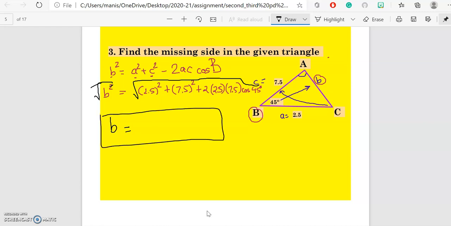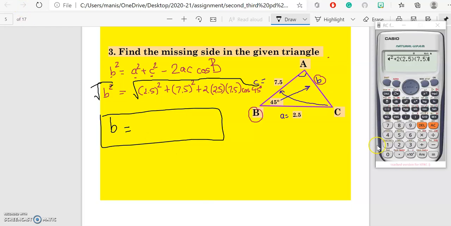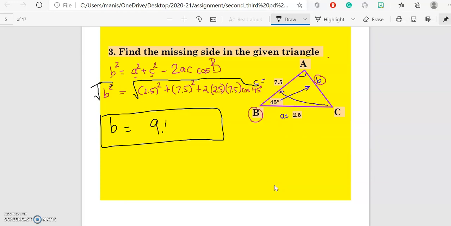So let's use our calculator to find the value of b. 7.5 times cos of 45. Now remember, the calculator is already in degree mode. You will close the parentheses and use this arrow button to come out of the radical mode. When I press enter, I got my answer 9.43. So the value of my missing side b is 9.43. That's my answer for this question.